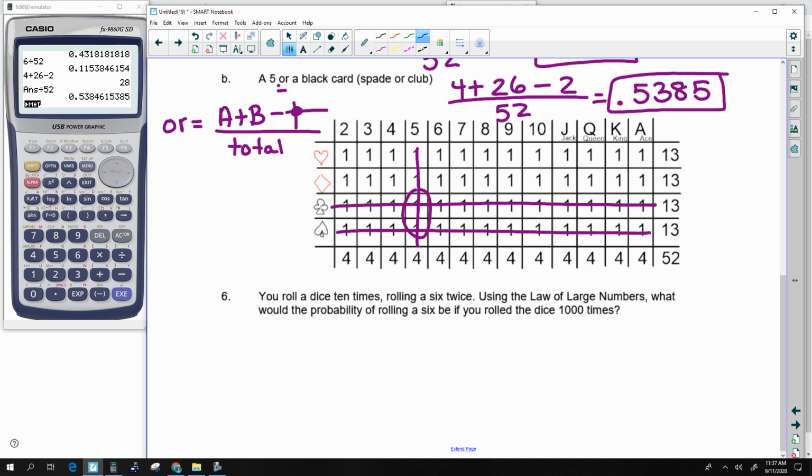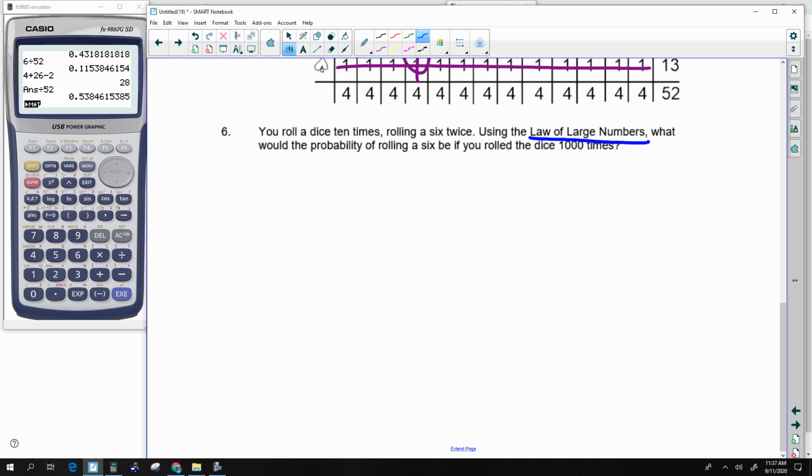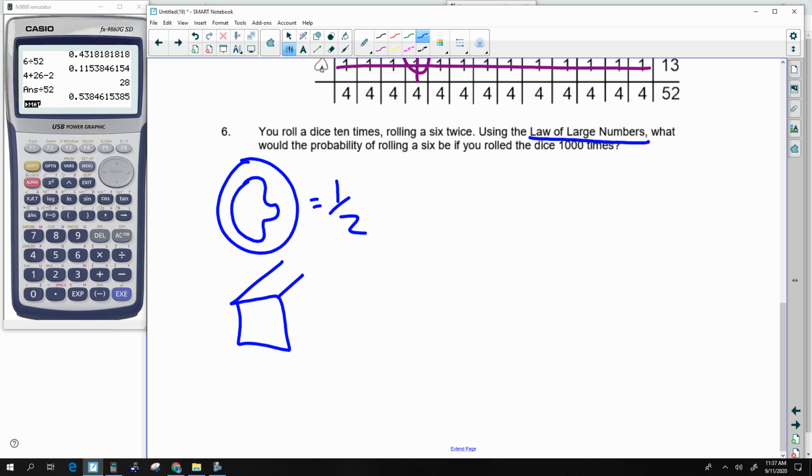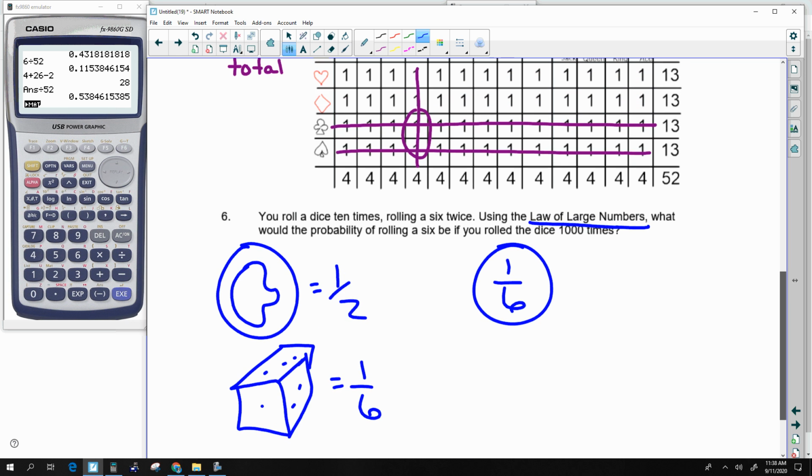Last but not least, we have the law of large numbers. So this is pretty much going to be a problem that is dealing with a coin, which is probably going to be a 1/2, or a die, which is usually, the answer is 1/6. You roll a die 10 times, blah, blah, blah. What is the probability, blah, blah, blah, you got 1/6. Law of large numbers says that the probability would trend toward what it's supposed to be.